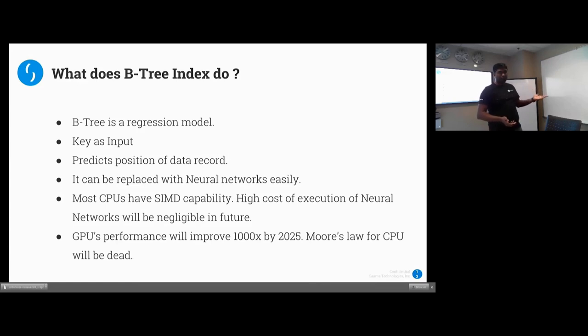We do have a lot of GPU machines now for computing. So computing itself is changing, right? That's another reason why this paper is very cool. It's actually hinging on the fact that GPUs are going to give better performance than CPUs for indexes, or retrieving records, which is a big deal. Their thesis is that GPU performance will increase 1000x by 2025. Moore's law is going to be dead by that time for CPUs. Only so much improvement can be done on a CPU. So that's what they're hinging on.